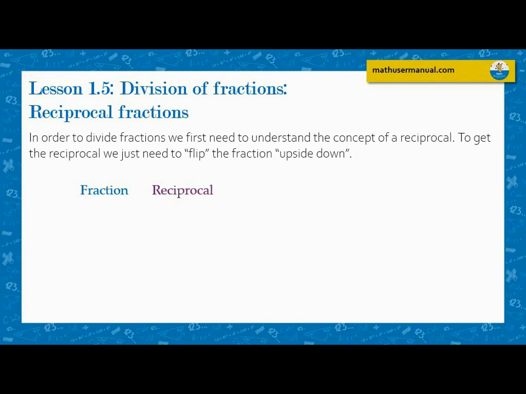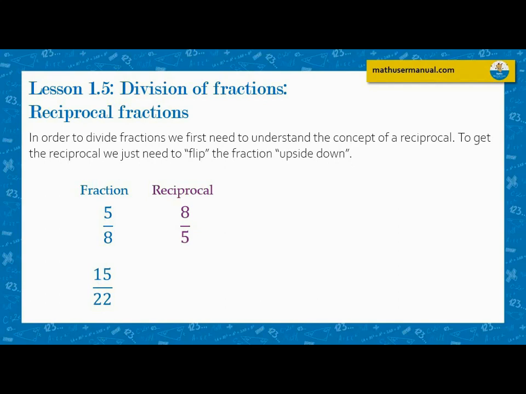Let's make two columns, one with the original fraction, one with the reciprocal. Let's say that the original fraction is 5/8. To get the reciprocal of this fraction, the denominator, which is 8, is going to be moved to the numerator. So 8 goes to the top. And the numerator, which is 5, is going to be moved to the denominator. So the reciprocal of 5/8 is 8/5. It's just the upside down version of it.